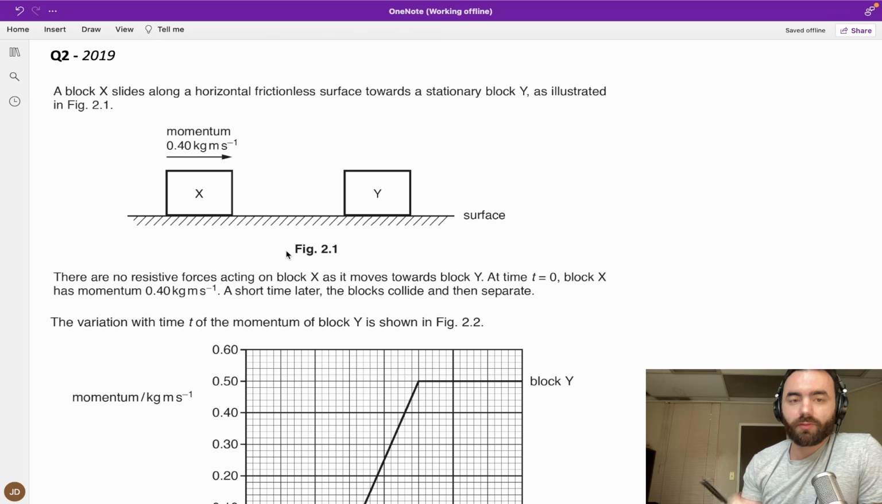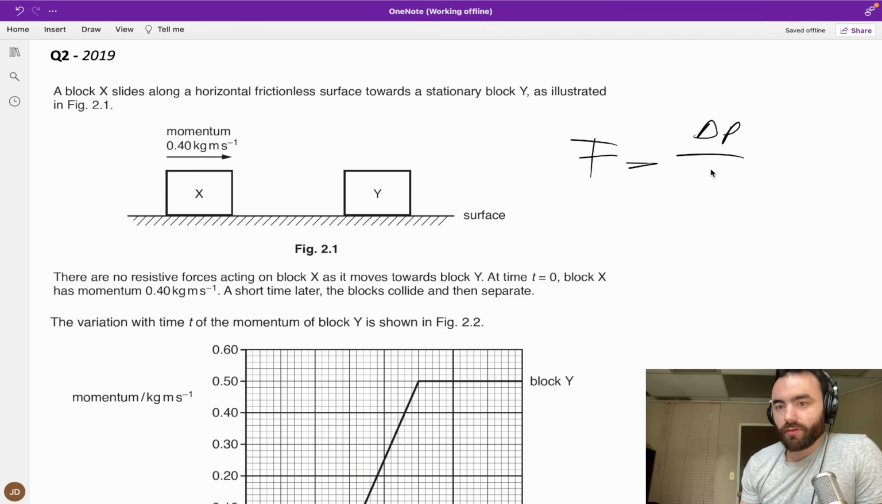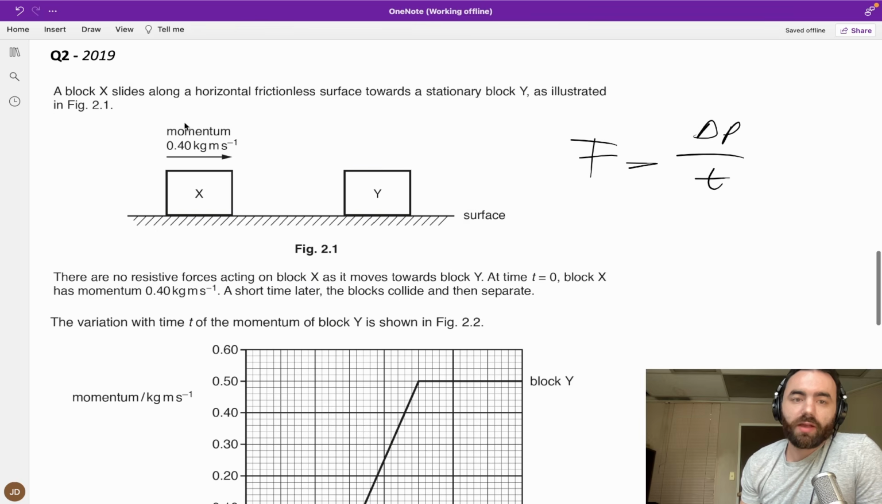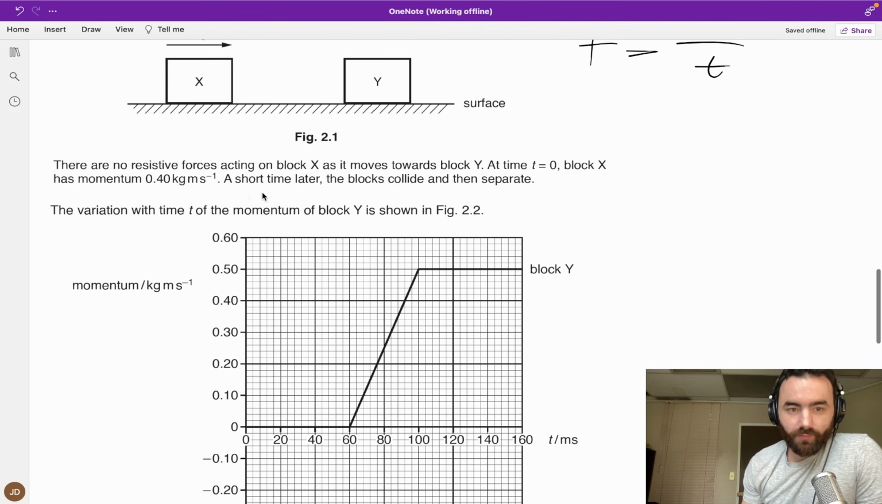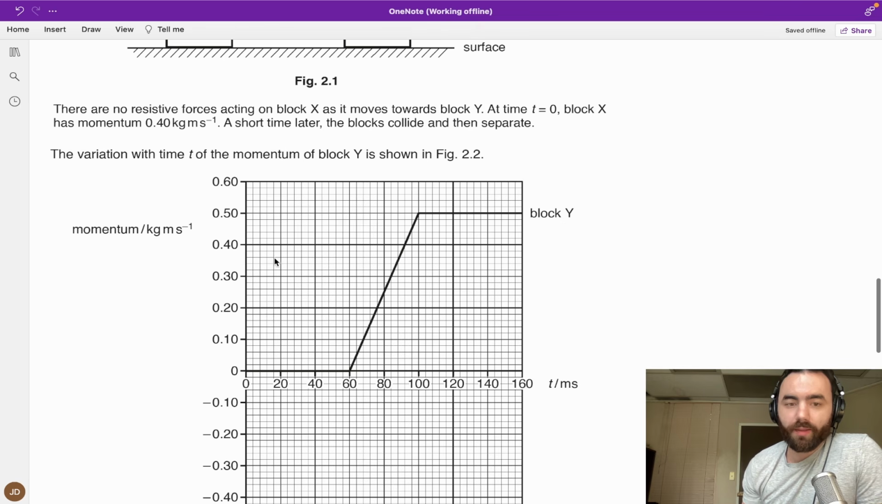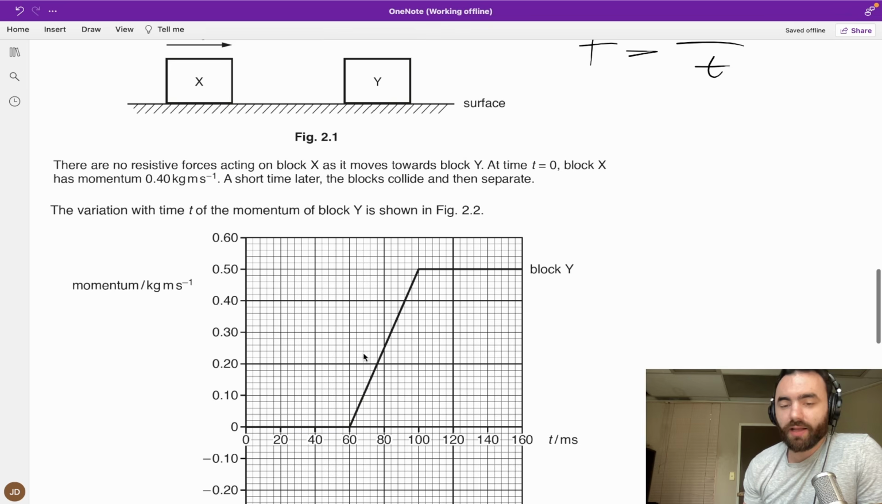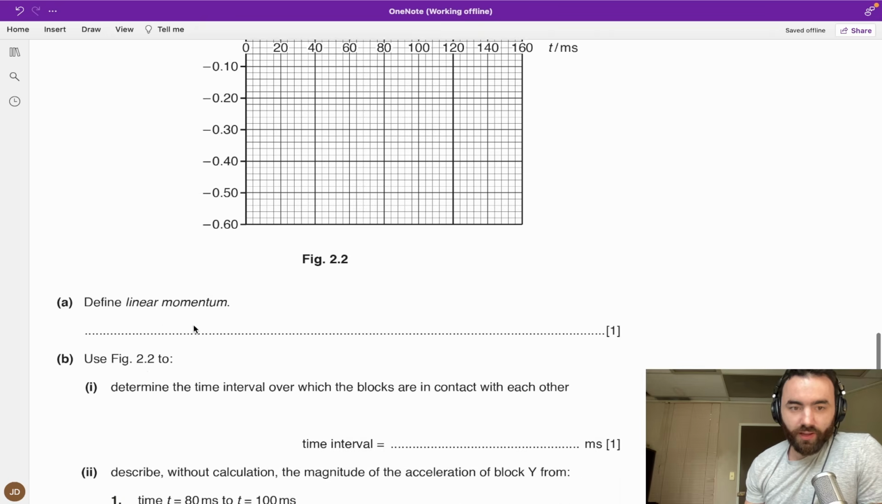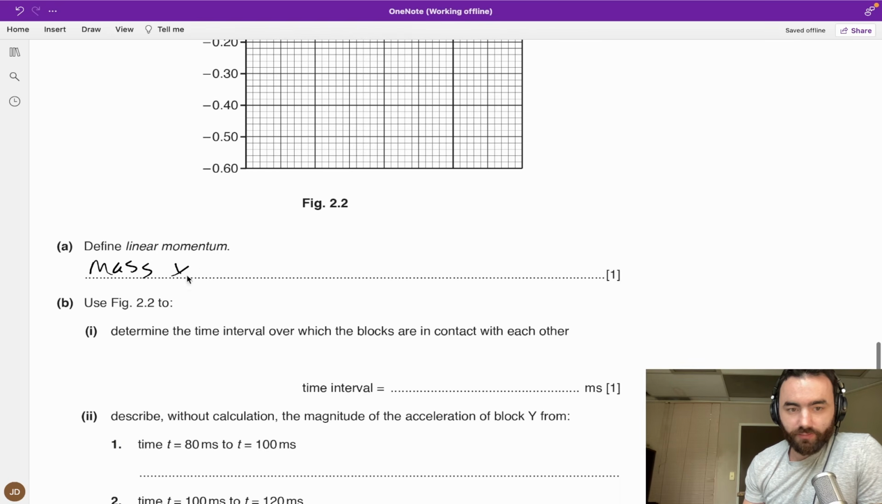This one will show us a bit about forces. It's from Newton's second law. The force is related to the rate of change in momentum. So we have some block with some momentum, block X, moving towards block Y. There's no resistive forces, so it's frictionless. And we have the variation of momentum on block Y as time progresses here. They collide, and obviously block Y's momentum then increases as they're colliding. So define linear momentum, well, it's just mass times velocity.